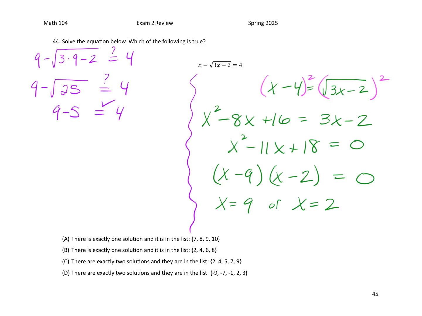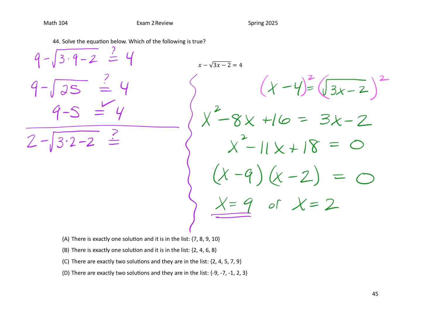So 2 is a solution. Nope, that was 9, I was just checking. 9 is the solution. Okay, now I'm going to plug the 2 in for all my x's in the original equation. Okay, so I have 2 minus the square root of 3 times 2 minus 2.